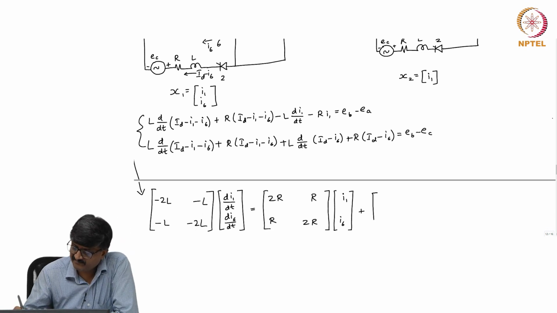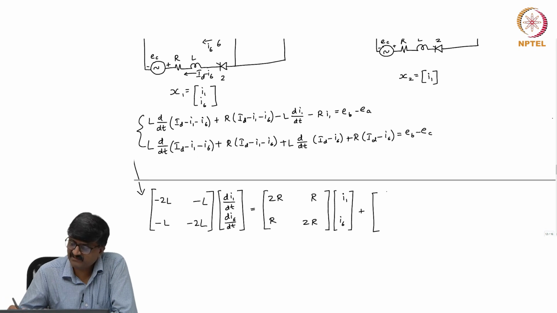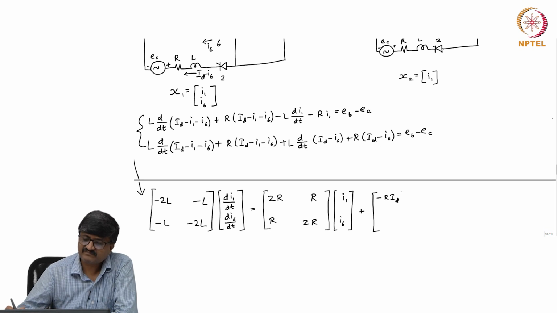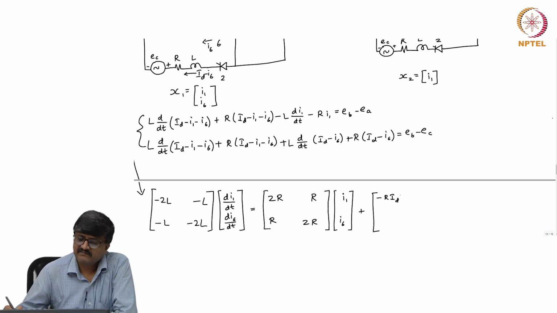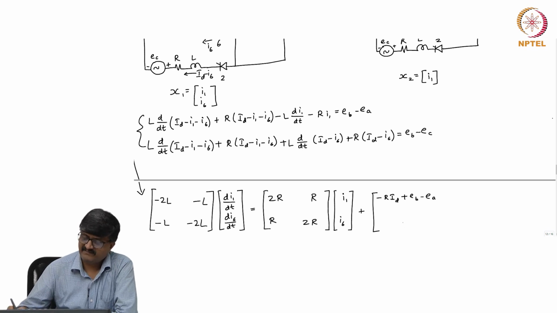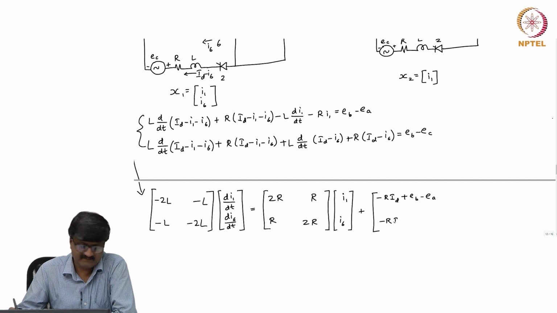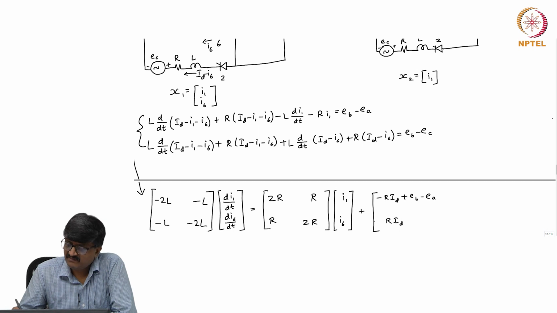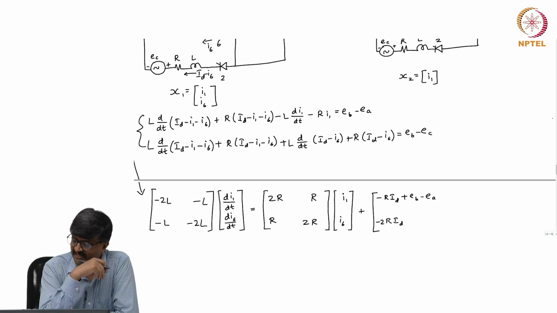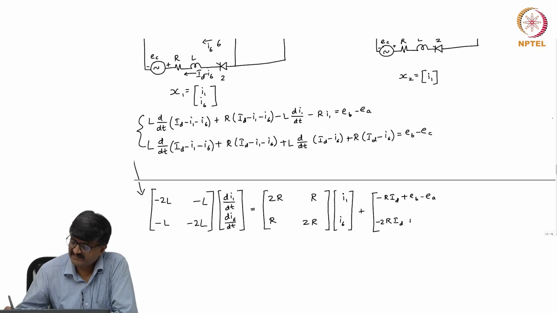And the remaining terms: there is an R ID in the first equation. If I push that to the right hand side, it is minus R ID, then EB minus EA. In the second equation also there is a minus R ID, and of course there are two places where I get R ID. So it is minus 2R ID plus EB minus EC.